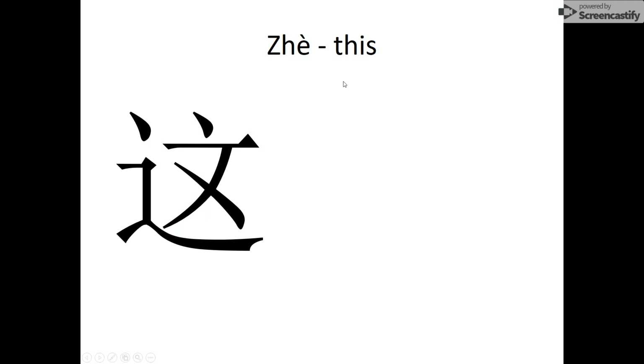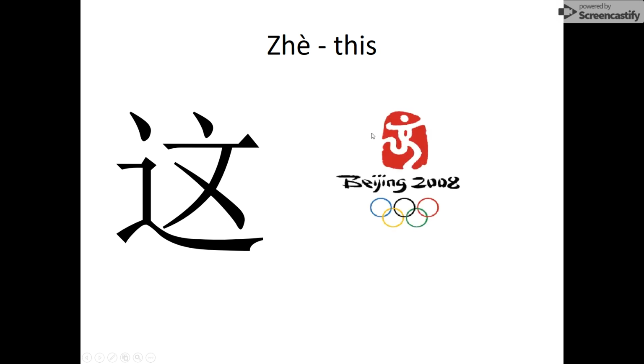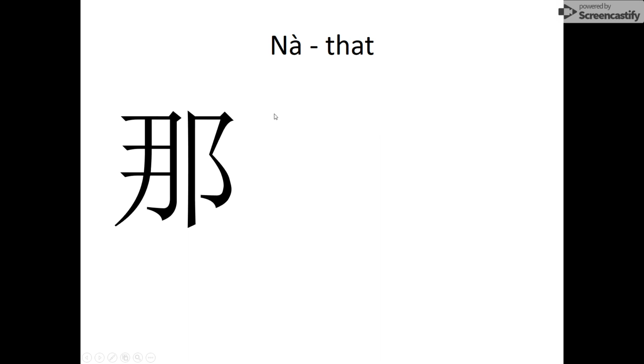So the first character you have to trace is zhe, this. Notice it's a combination of the motion radical and the wen culture radical, right? This. Next, do 10 copies of na, that, which is a combination of the modified moon and the town radical.